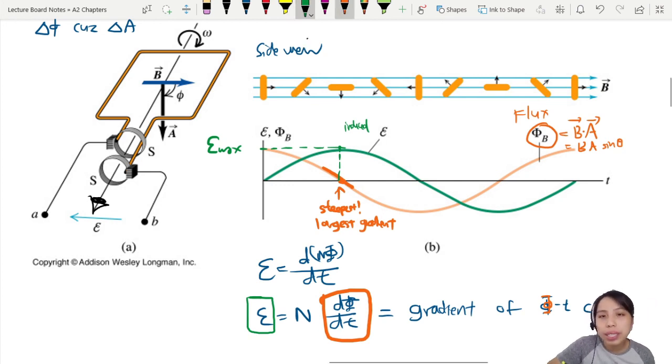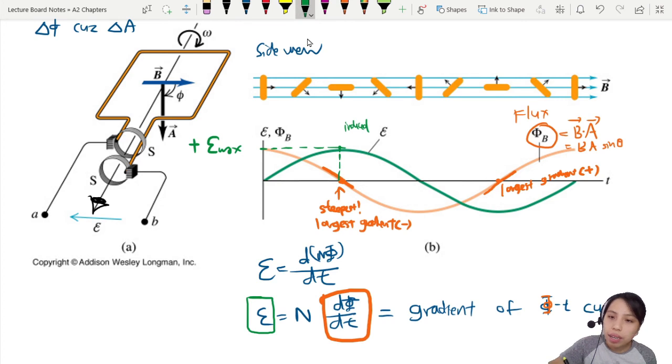Next one. Where's the other place? Here also there is one more. This place is also very steep, the largest gradient but in a different direction. Largest gradient but increasing, so positive gradient. Here is negative gradient. So here, negative gradient but positive Emax. Then on the other side, positive gradient. Largest gradient means largest EMF, so largest EMF down here but in the negative direction.